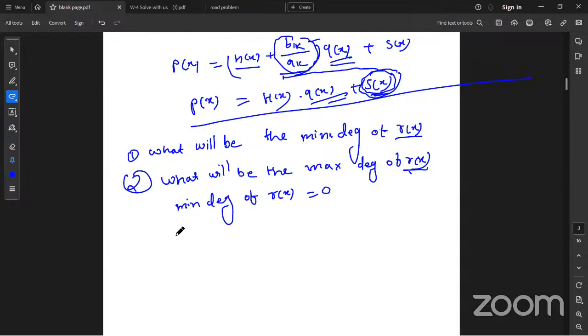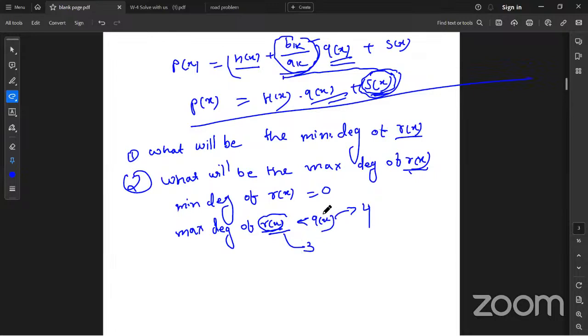And what will be the maximum degree of R(x)? The degree of Q(x) minus 1. Whatever the degree of R(x) is, it is always strictly less than Q(x). Suppose Q(x) has degree 4. Then R(x) cannot have degree 4, but R(x) can have degree 3.